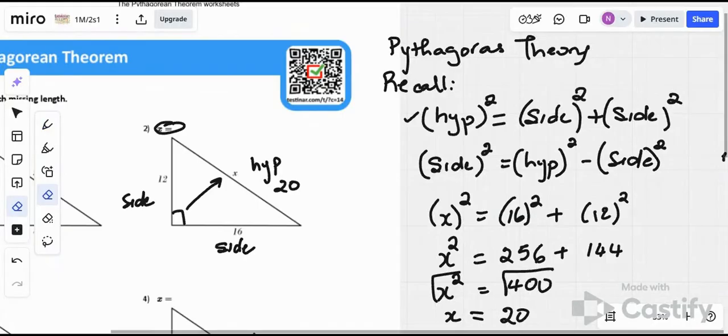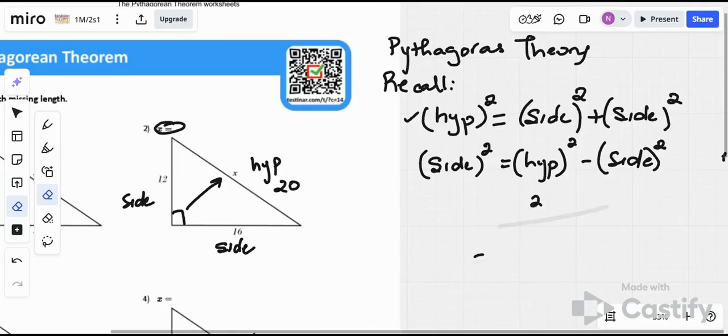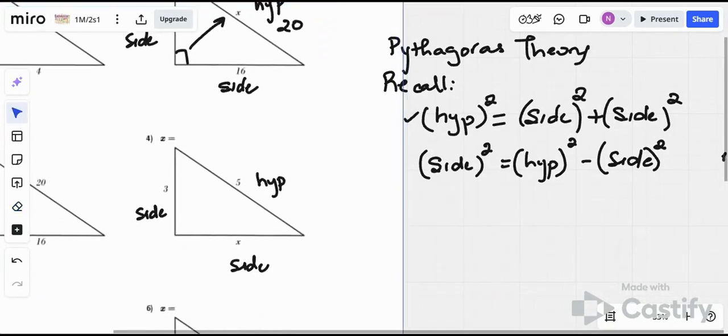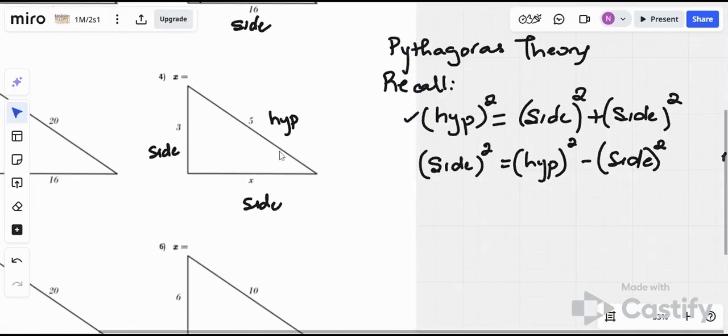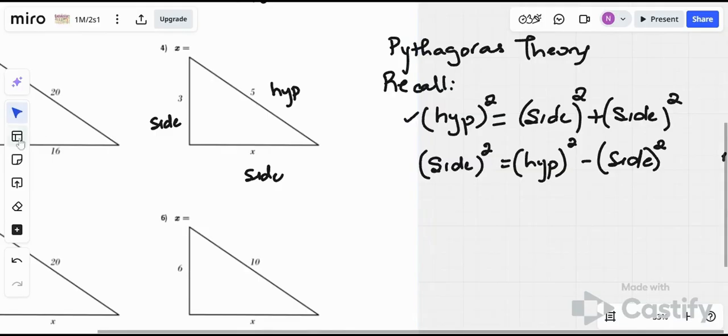Alright, let's look at a question where we are given the hypotenuse, but we're not given one of the sides. If you're given the hypotenuse and you're not given one of the sides, a question like number 4 would apply. So we're given the hypotenuse, we're not given one of the sides, and we're given another side over here. So we're going to use the second formula to help us. That's going to be side squared is equal to the square of the hypotenuse minus the square of the next side. So let's work it out.